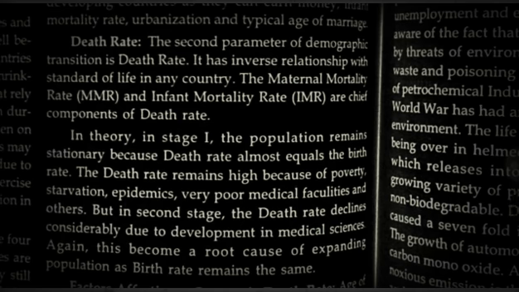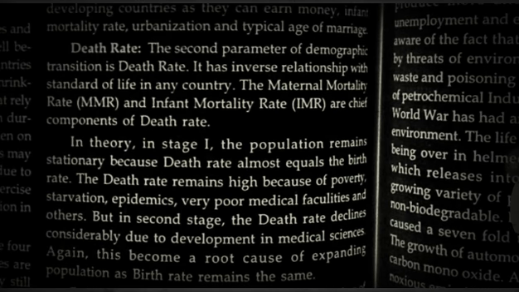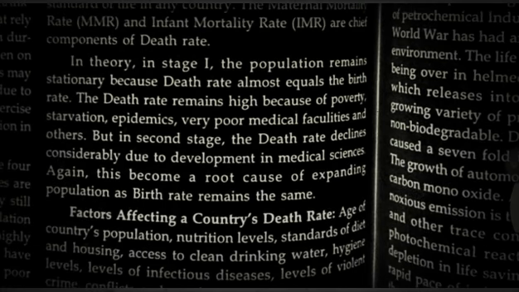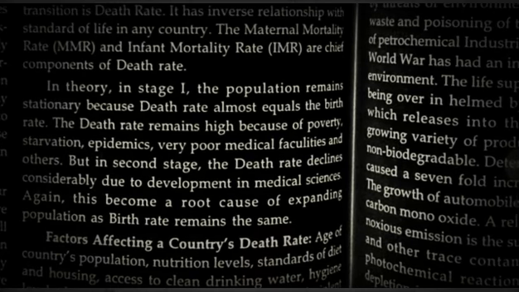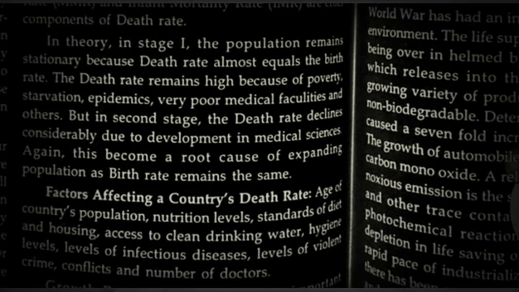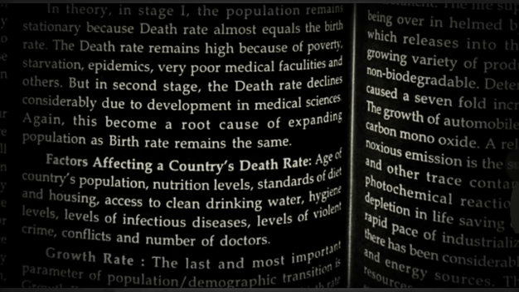Now, the second parameter of demographic transition is the death rate. It has an inverse relationship with the standard of life in any country. The maternal mortality rate and infant mortality rate are the chief components of death rate. In theory, in stage 1 the population remains stationary because the death rate almost equals the birth rate, and the death rate remains high because of poverty, starvation, epidemics, very poor medical facilities, and others.